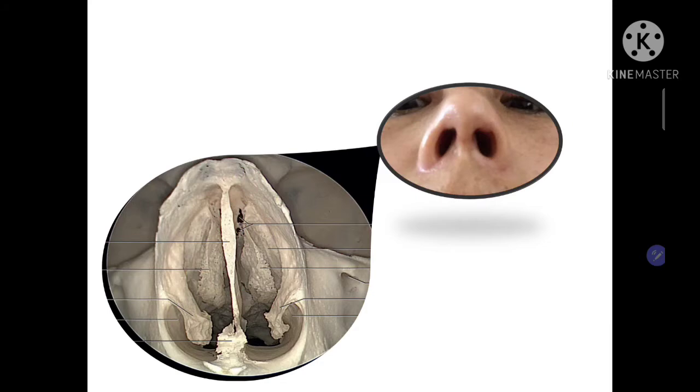So here you can see an endoscopic view of the piriform aperture, okay? And here also you can see the nostril. When we have the skin, there are two nostrils, okay? The two nostrils. And the bony part, remember, is the piriform aperture. Good? Okay.